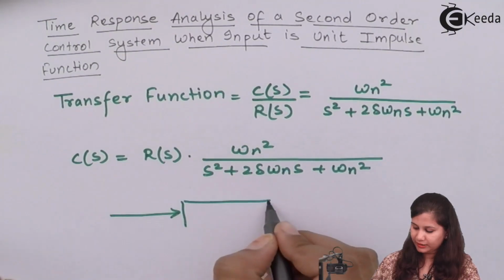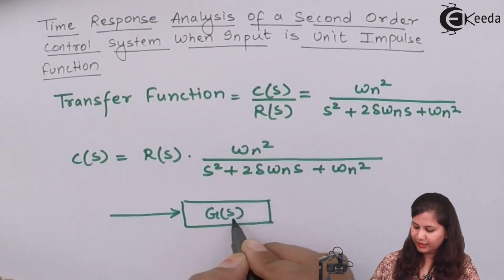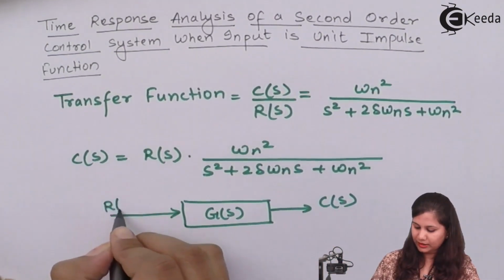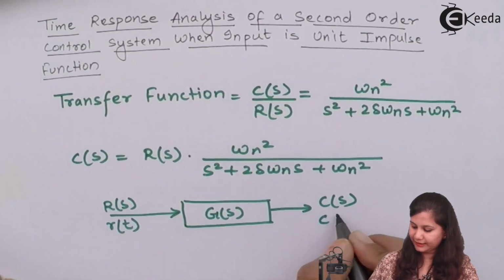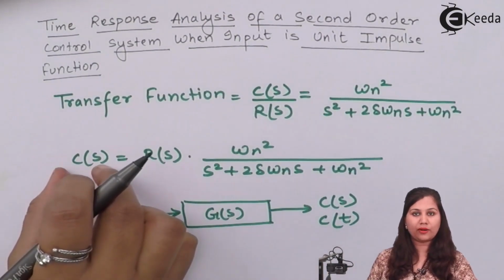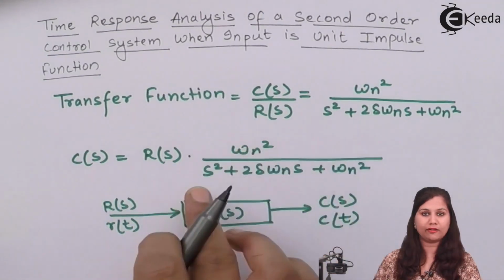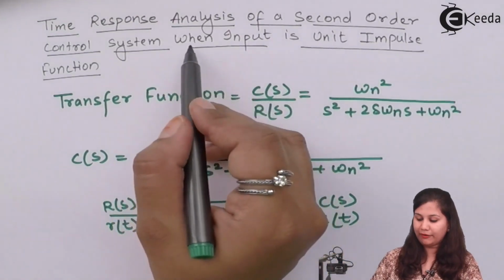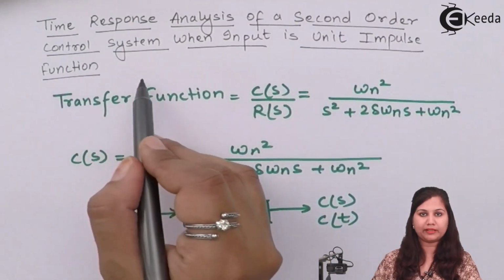If we see, this is the transfer function, or we can say G(s), and this is C(s), this is R(s), or we can say that this is the input signal r(t) and this is c(t). So this is the Laplace transform of output, this is the Laplace transform of input, and this is our transfer function. Now if we know the input signal, here we have to find out the time response analysis when the input is a unit impulse function.